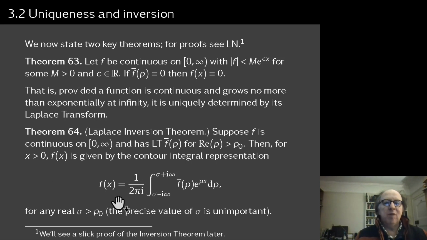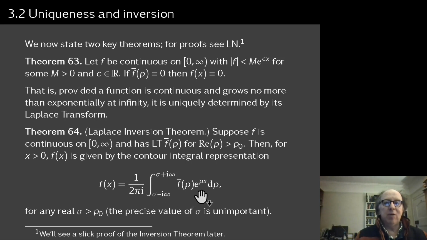f of x is 1 over 2 pi i. It tells us immediately we're doing a contour integral. The integral from sigma minus i infinity to sigma plus i infinity. We'll see a picture of this in a moment. But this says we take a contour which starts at minus infinity in the imaginary direction, and with the real part of p, we're integrating with respect to p, the real part of p equal to some value sigma, which just has to be anywhere you like to the right of p0. So you start at minus i infinity, and you go straight up to plus i infinity in a straight line.